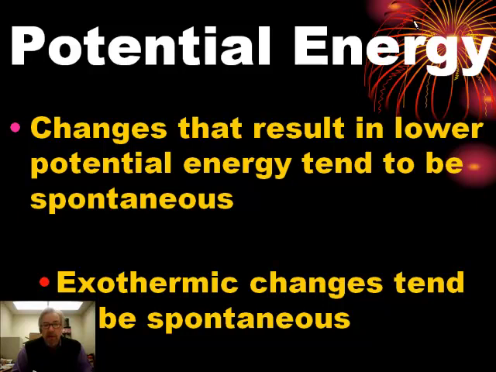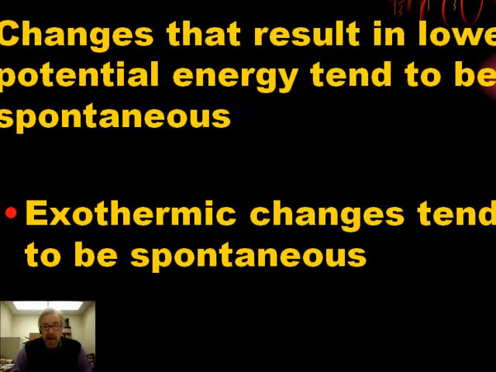This is something that we learn early in our lives. Things fall down, things don't fall up, for example, to use gravitational potential energy as an example. So anytime all other factors are equal and we see potential energy lowered in a system, that will tend to be a spontaneous reaction. So exothermic changes tend to be spontaneous changes.